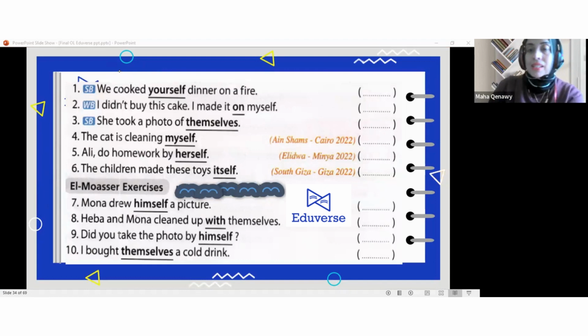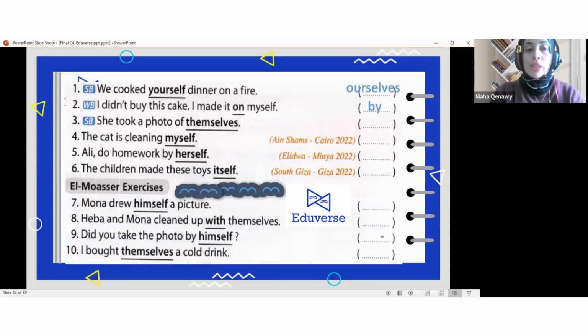Let's see this exercise. We cooked ourselves dinner for five. Yes, if we look in the mirror, we cooked ourselves. We ourselves. I didn't buy this cake, I made it by myself. Yes.